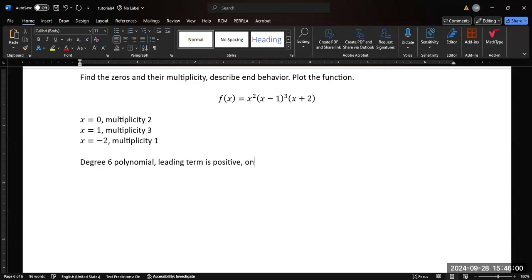So on the left, it starts at positive infinity. So when x is going to negative infinity, you raise a really negative number to a 6th power, it becomes a really large positive number because all the negatives cancel in pairs. And on the right, it ends at positive infinity.